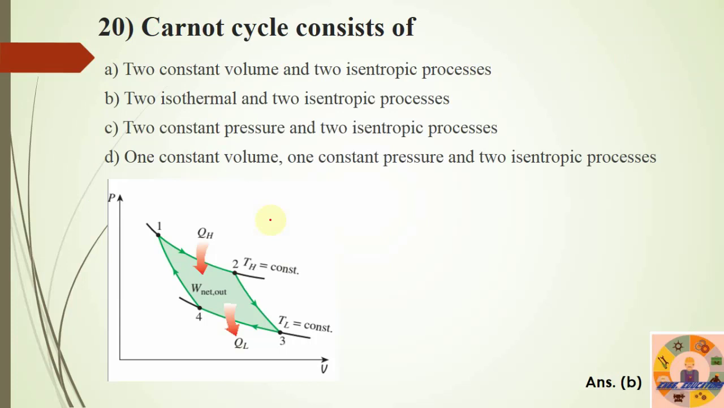Next question is the Carnot cycle consists of. We know the Carnot cycle consists of 4 processes, 2 isothermal processes and 2 isentropic processes. The diagram of the Carnot cycle is given here. So from this diagram you can say that the Carnot cycle has 2 isothermal process and 2 isentropic process. So the right answer of this question will be option B.